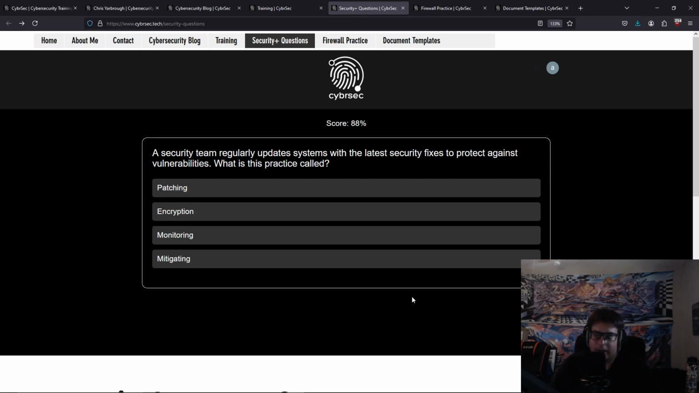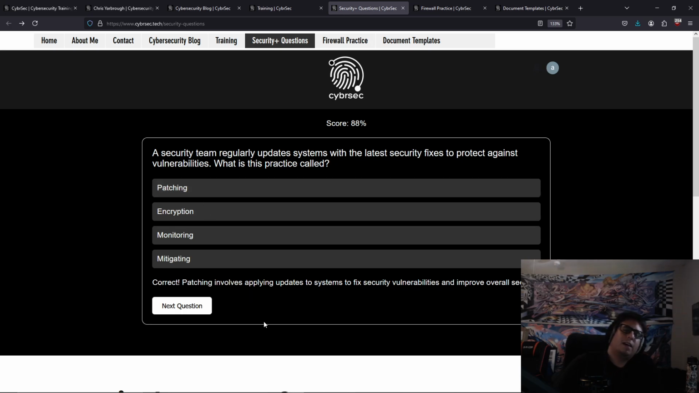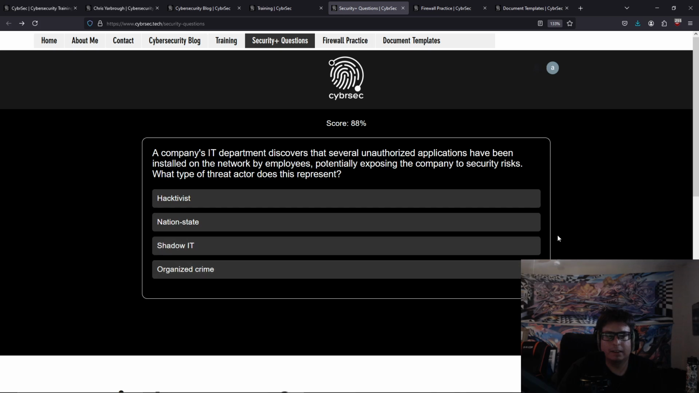A security team regularly updates systems with the latest security fixes to protect against vulnerabilities. What is this practice called? Patching. Correct. Patching involves applying updates to systems to fix security vulnerabilities and improve overall security.